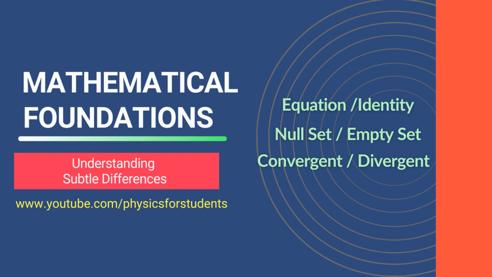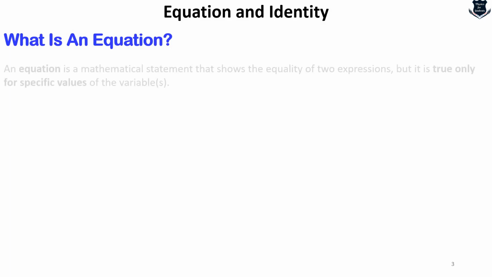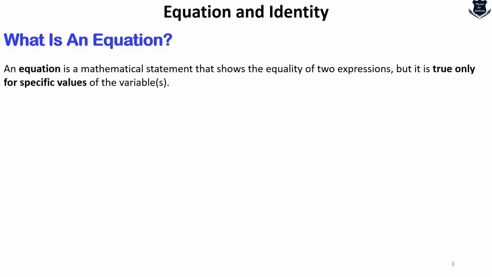Well, first what we will look at is this one: equation and identity. First, let us understand what an equation is. If I go by a very simple definition, then an equation is basically a mathematical statement that shows the equality of two expressions. But remember, it is only and only true for specific values of the variables.